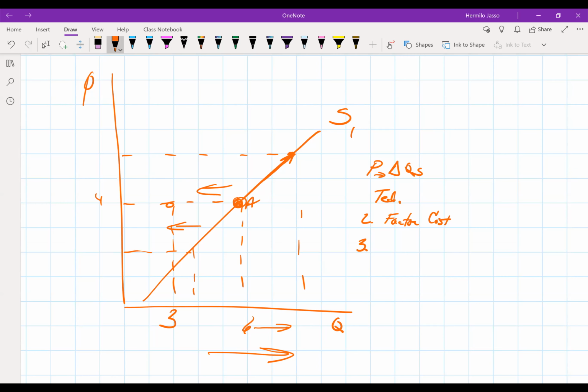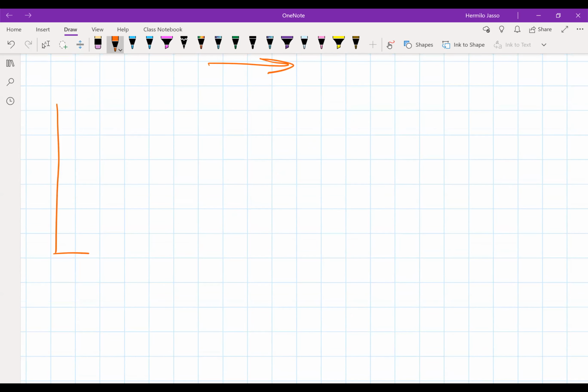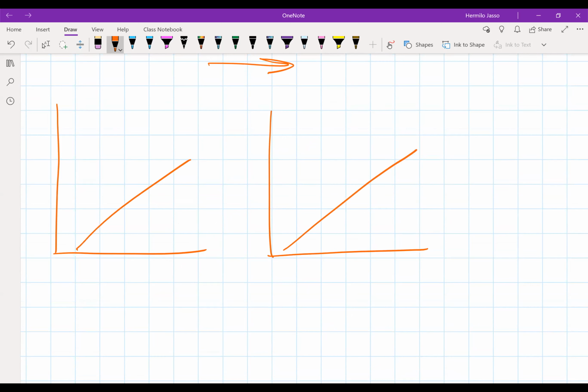So now this is you. You're a tomato producer and your neighbor is a strawberry producer. So this is you.